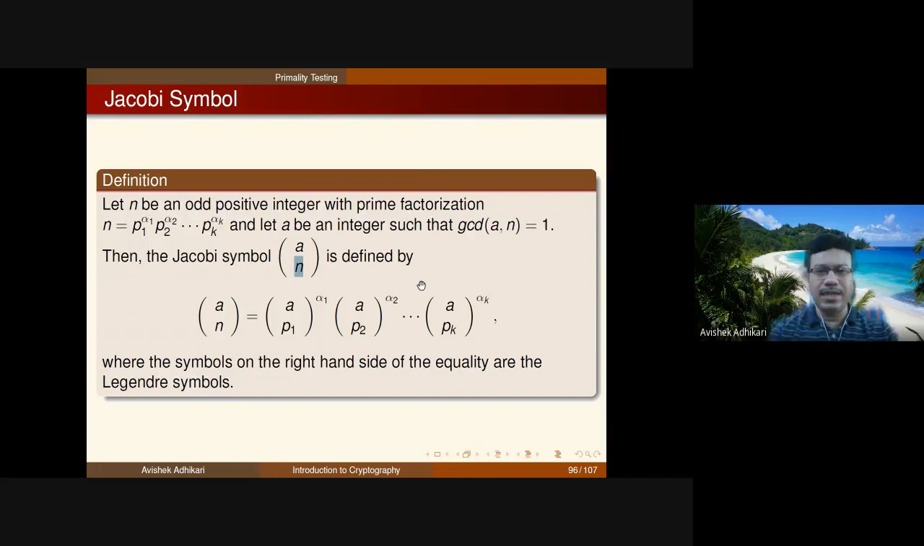So it says that if n has this factorization, the canonical form p1 to the power alpha 1 and so on, and a is an integer such that GCD of a and n equals 1, then the Jacobi symbol (a/n) is simply defined as (a/p1) to the power alpha 1, times (a/p2) to the power alpha 2, dot dot, times (a/pk) to the power alpha k, where each (a/pi) is the Legendre symbol. Okay, so that is the simple definition.